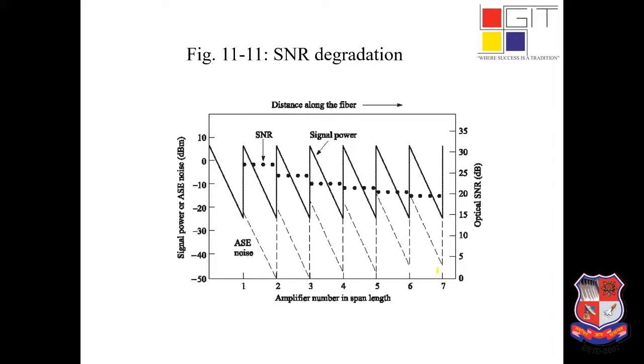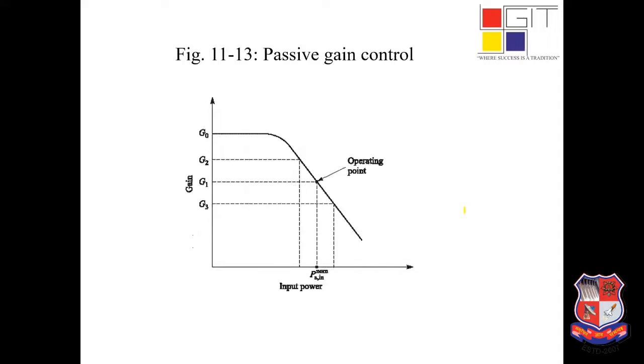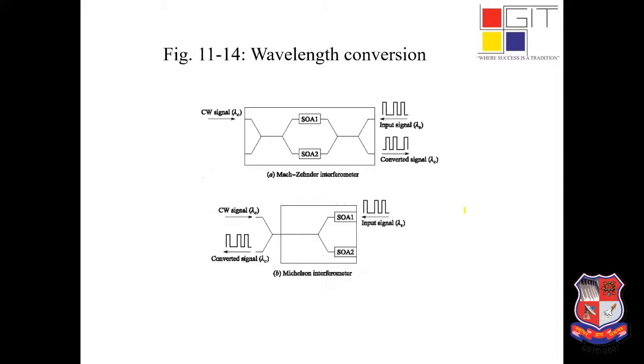SNR degradation. SNR stands for signal to noise ratio. As the number of amplifiers increases over the length, the signal power or signal to noise ratio kind of increases. Then you have your amplifier, which reduces that SNR noise, and so on and so forth. Passive gain control is pretty easy to understand from this.